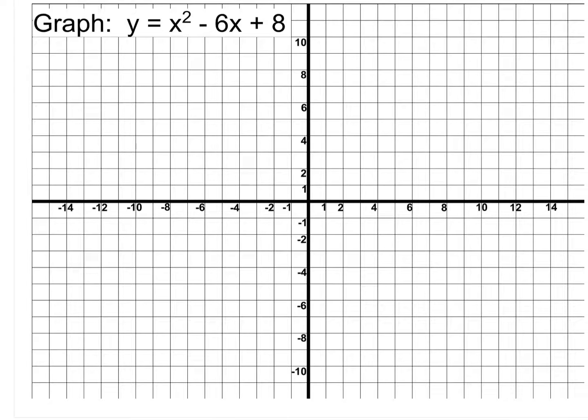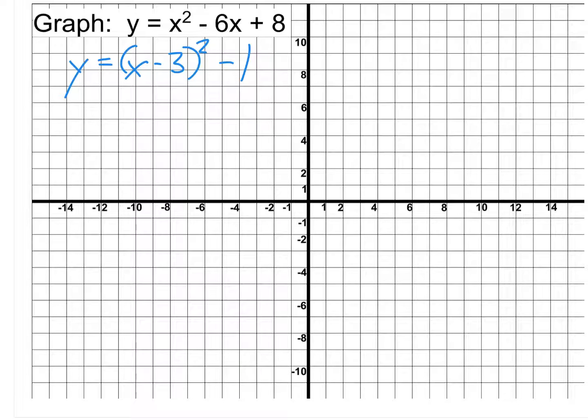Now if you're given this problem, just graph this equation in standard form. The very first thing you want to do is write it into vertex form. Now we've already done the work for that. We know our vertex form should be y equals x minus 3 squared minus 1. So when it says to graph that originally, I got to do a little bit of legwork. I got to put it in that form. Then I can go ahead and graph it.